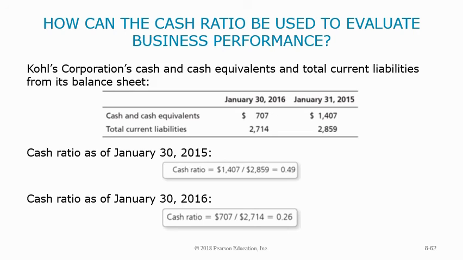So we're going to figure that cash ratio. So for 2015, we have 0.49, and for 2016, we have 0.26. So our cash ratio was obviously much better in 2015, and it was not so great in 2016. So what we would need to do is we would need to look at this and determine, okay, what happened? Like, why don't we have as much money or cash equivalents, and what can we do to maybe increase that cash ratio moving forward?